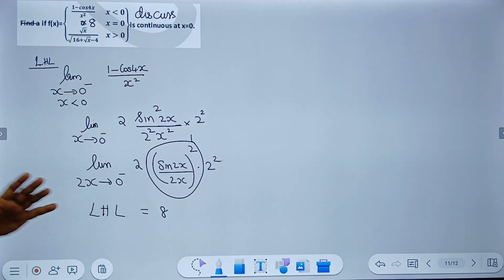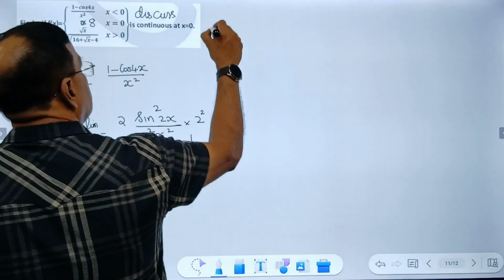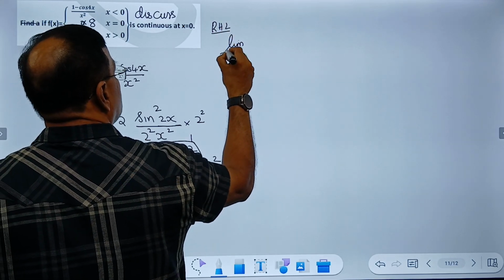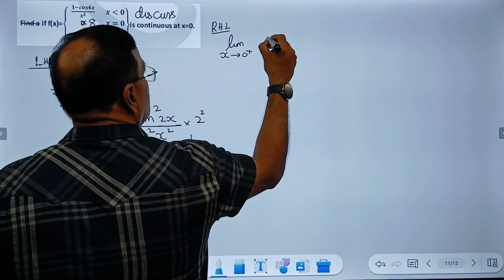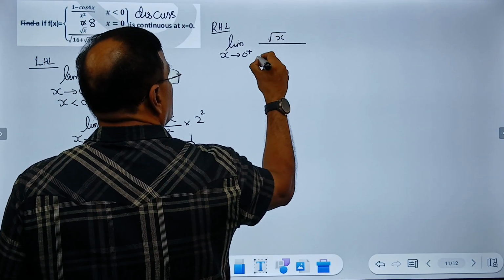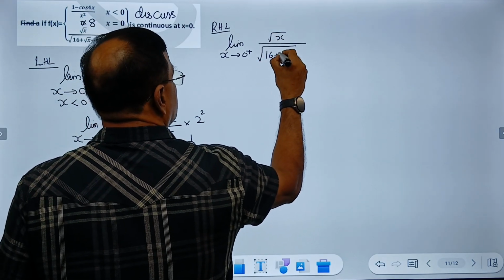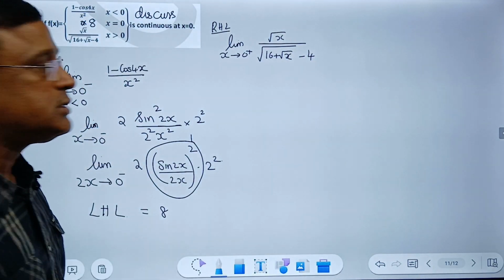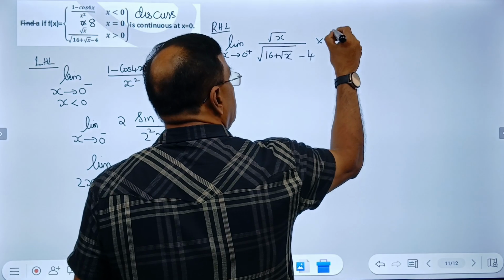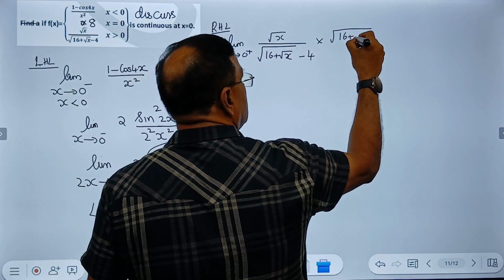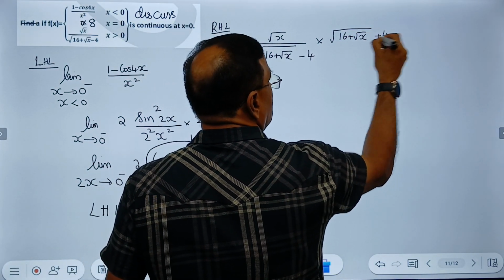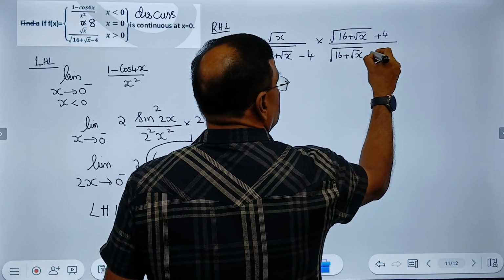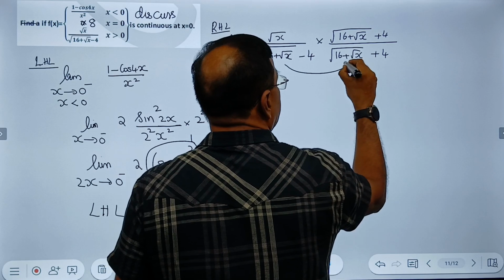Class 11th. Okay, nothing great. Now go to right hand limit. What is right hand limit? Limit x approaches to 0 plus root x by root of 16 plus root x minus 4. Now I have to rationalize. Multiply and divide by root of 16 plus root x plus 4 divided by root of 16 plus root x plus 4.